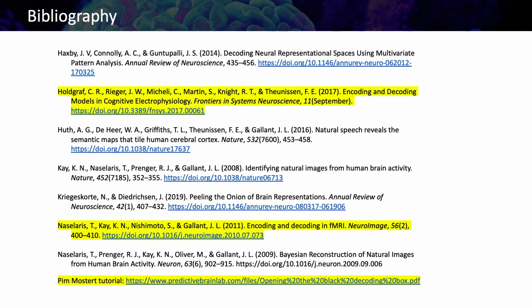And then in general, I recommend this tutorial written by Pim Mostert, where he describes what decoding models are and how they work, describing in great detail linear discriminant analysis, and you can also see something about generative models. He is also the author of the toolbox that we will be using for the practical session, so I think you can take a look at what he has written. I think it's very clear, and he gives very good practical tips.